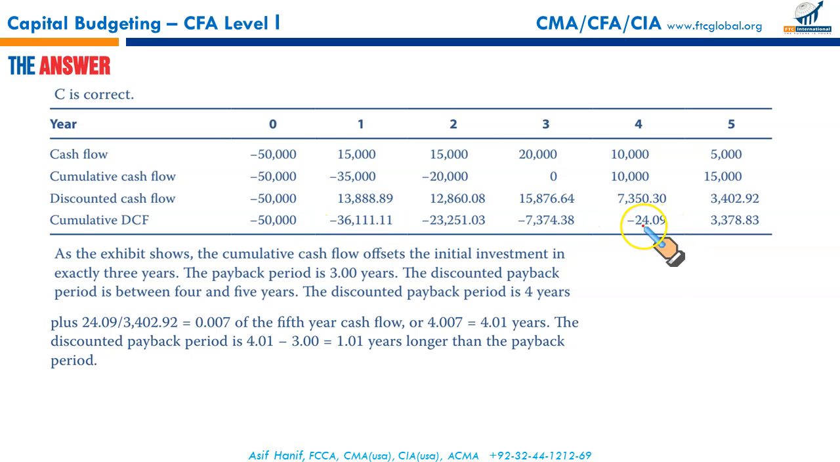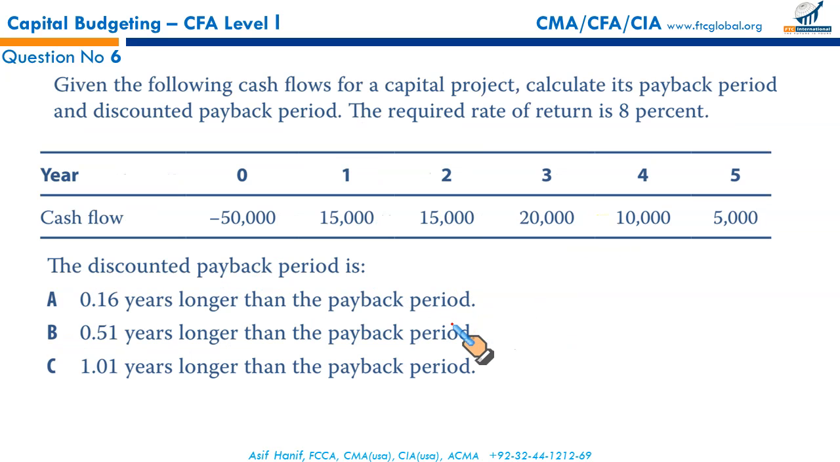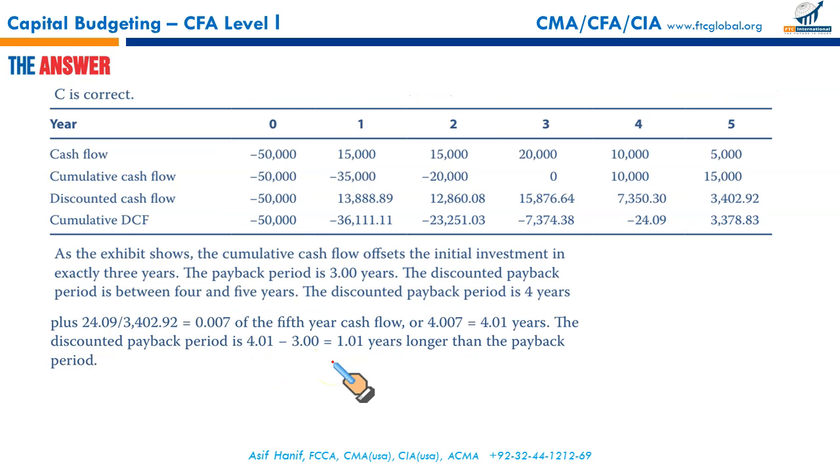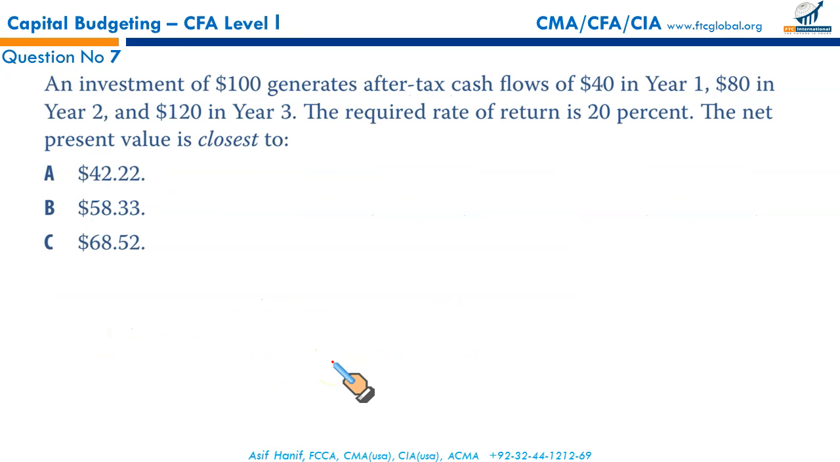Still we need $24 from the 5th year, so you're going to write 24 upon 3378. Whatever the fraction comes, you need to add it to 4, which gives you 4.007, right? So we were required to calculate the difference between the payback and the discounted payback. So the discounted payback is 1.01 years longer than the payback period. So that is C.